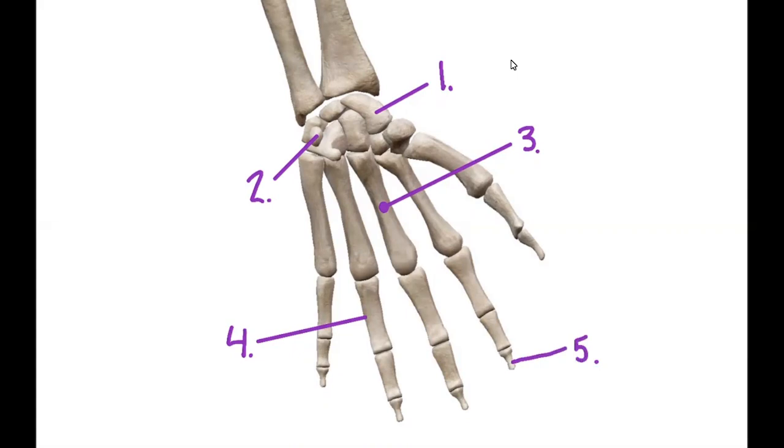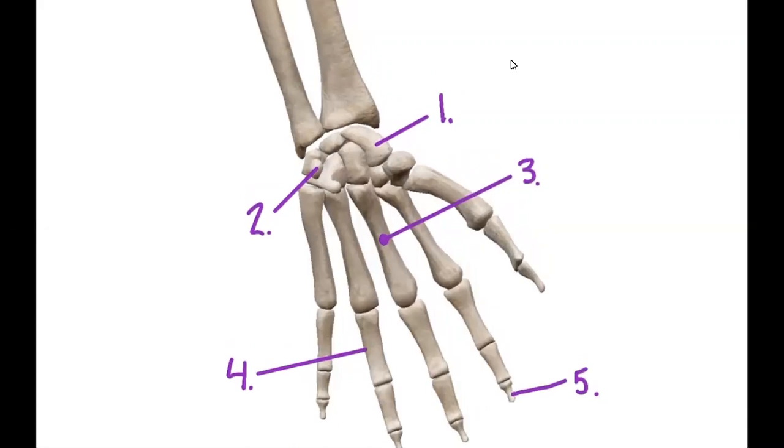Okay, I'm going to start going over the answers. If you didn't get a chance to complete all the questions, feel free to pause here and try to quiz yourself on those. So one is going to be the scaphoid. Two is going to be the pisiform.